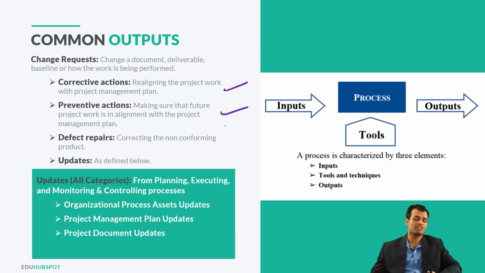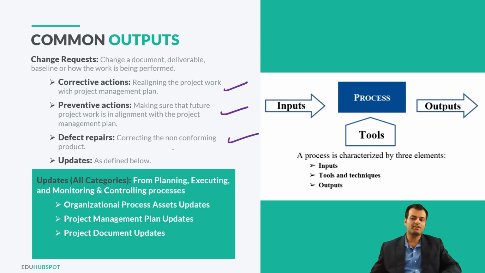Then you also do a change request for preventive actions. Make sure that the future project work is aligned with the project management plan. Like in this example, the change request which came when you went to the website to download that ITTO sheet is a preventive action, right? Ultimately, we want to make sure that we are preventing problems and doing the right steps to make sure that your project is aligned with the only one goal we have, which is success for you.